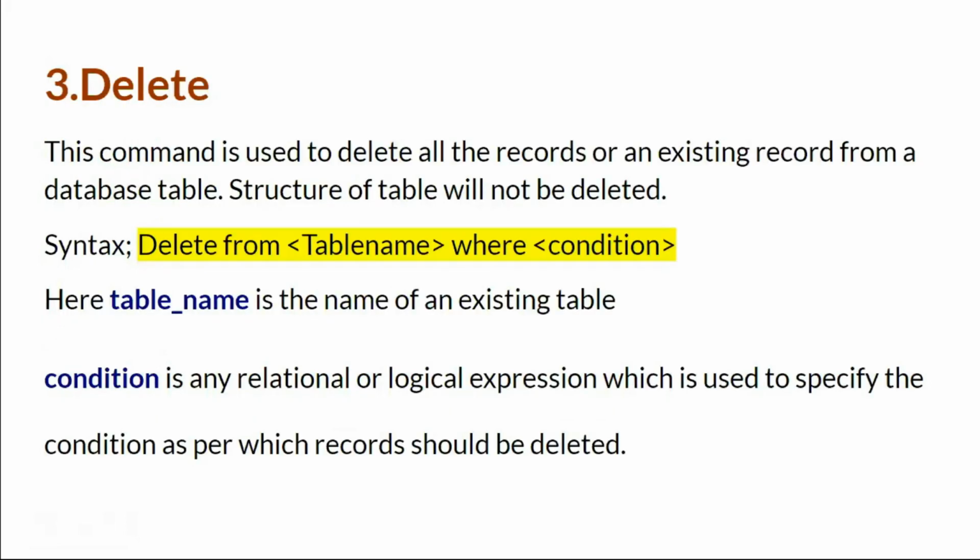The next command is delete. It's quite simple. If you want to delete all the records, you can go with delete. Or if you want to delete a particular record based on the condition given, in that case also you can go with delete. But it will delete only the records. It will not delete any table structure, as DML commands do not deal with table structures. So delete from, and you give the table name, and the where condition is optional. If you have a constraint, for example this person alone I have to delete, that we can give in a where condition. So table name is the existing table, and condition is any relational or logical expression.